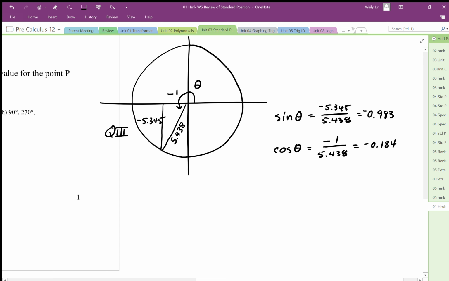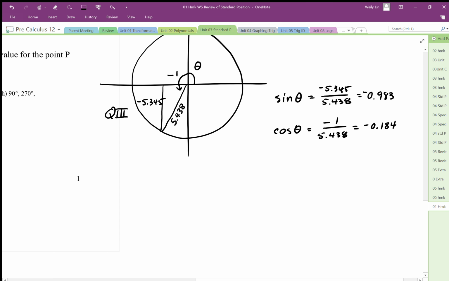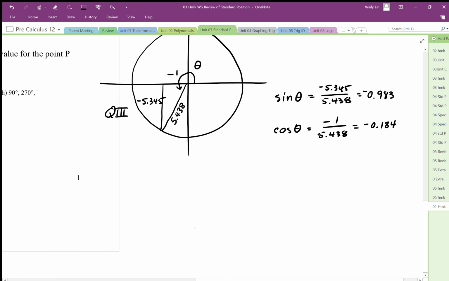Now, when we talk about standard positioning, the sine and cosine ratios can actually represent the x and y coordinates of a radius 1 circle. So if I draw the same position with a radius of 1, the x position is going to be negative 0.184, and the y position is going to be negative 0.983. So that's a possibility, but we can have all sorts of multiples of that.